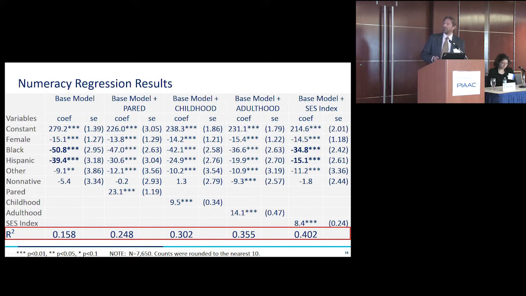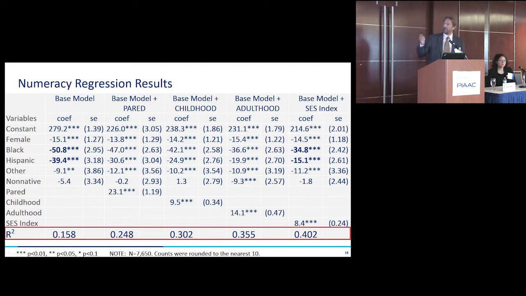So there's a lot of numbers here, but what I want to focus on at the moment is this slightly out of place red box, which should be around the R-squared values. So the base model explains about 16% of the variation in numeracy scores. If we add parental education as an SES proxy, we get a higher R-squared. We explain more of the variation.